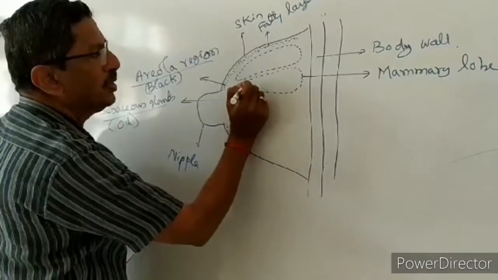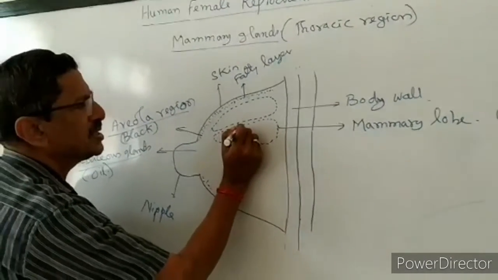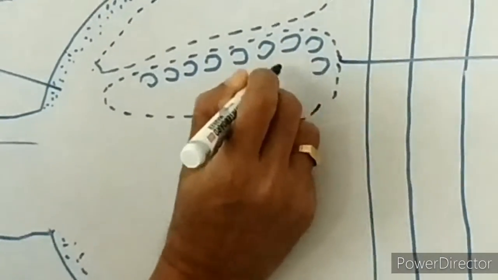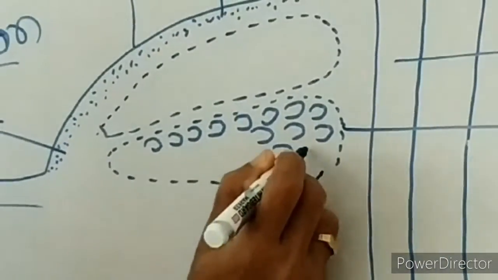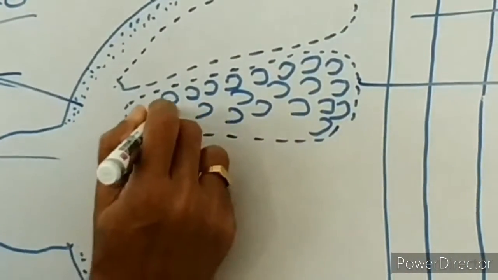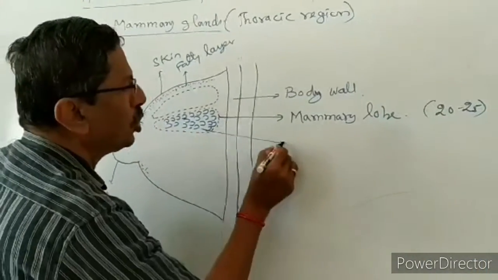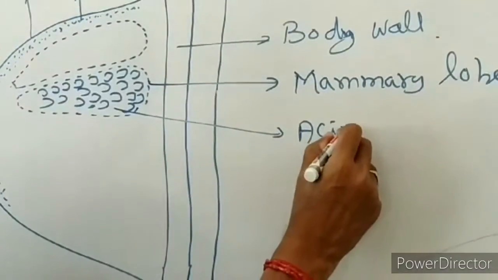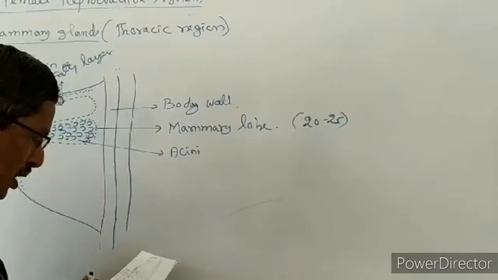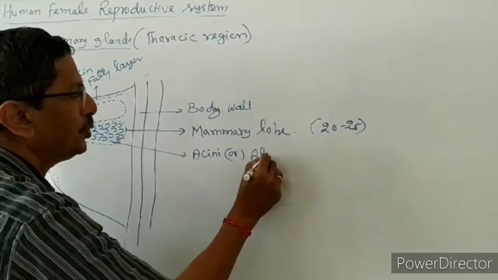In each lobe, a number of tiny spherical shaped structures are present. In the diagram I am giving very few, but an enormous number of tiny spherical shaped structures are present. This enormous number of spherical shaped structures present inside the mammary lobe are called acini, plural. Acinus is singular, acini is plural. They are also called alveoli, acini or alveoli.